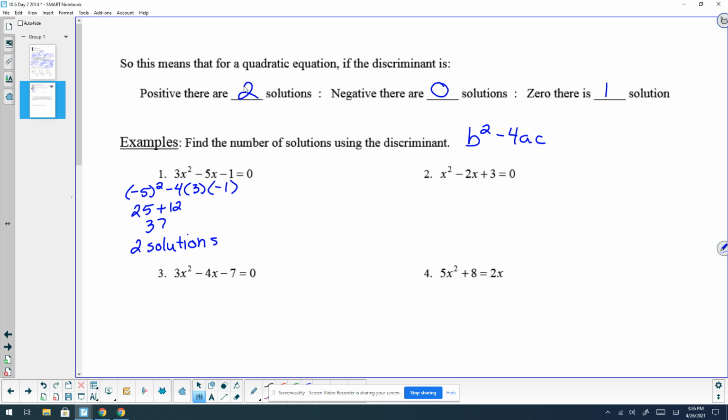On to 2. My a is 1, my b is negative 2, my c is 3. So this would be negative 2 squared minus 4 times 1 times 3. This is 4, because negative 2 squared would be 4. Negative 4 times 1 is negative 4, times 3 is negative 12. 4 minus 12 would be negative 8, so I have no solutions.